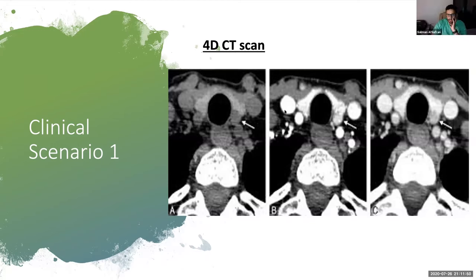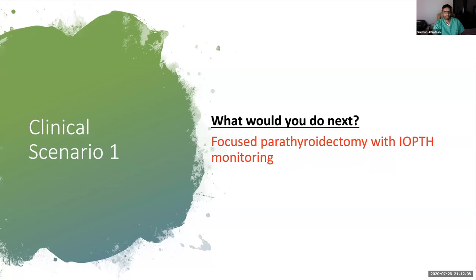The arrow tells you what it is. We thought this is the parathyroid, this is the parathyroid, this is the parathyroid, and you can see no contrast, contrast, and fast washout. So this is the culprit gland, right? Yes. So what would you do next? You said you would do minimally invasive, or what we call focused parathyroidectomy with intraoperative monitoring.